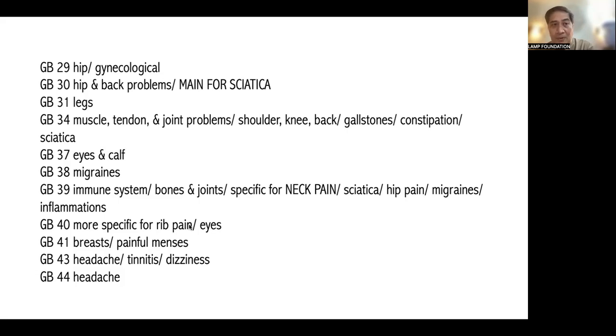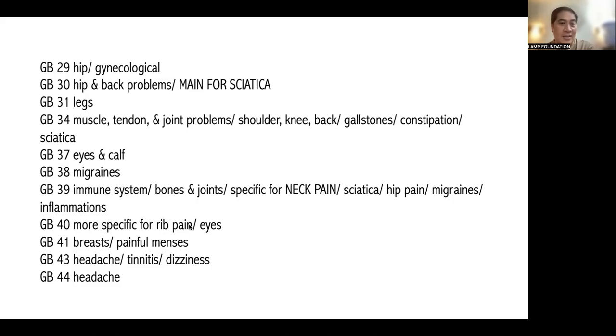For gallbladder 37, for eye issues and also the cough. So this is a local point for cough issues. And migraines, can you imagine you use GB38 for migraines? The patient will be surprised: he has a migraine, why did you needle GB38? Or you may also want to use GB38 on the ear. Yeah, you will be very, very surprised that it really works fast.